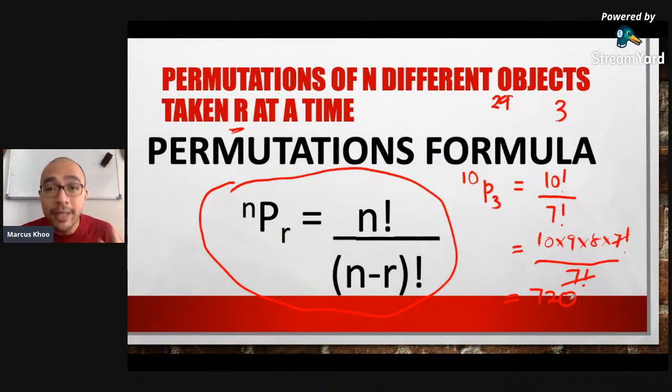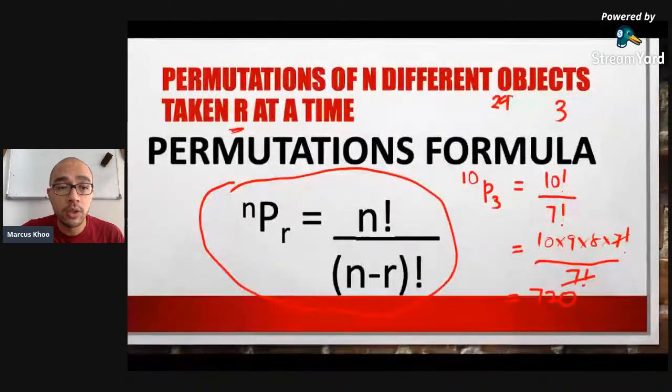There are 720 sets of 3 students that I can get, just from 10 students. So there are 720 possibilities. Do you want to count all the 720 possibilities? No, that's not the point of this question. The point of this question is how many possibilities can I have?